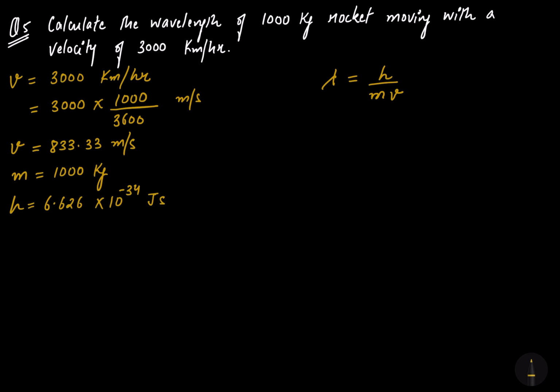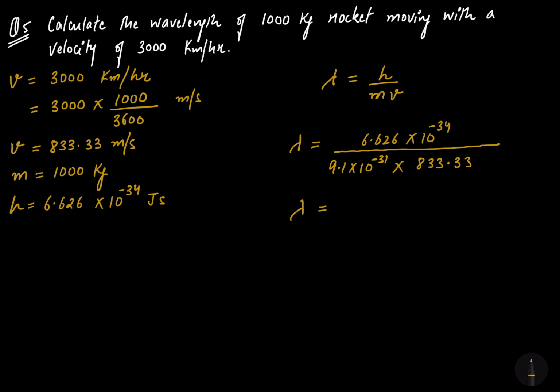So let's substitute all the values in the formula. So wavelength comes out to be 6.626 into 10 raised to power minus 34 divided by, what's the mass? 1000 kilograms. What's the velocity that we have evaluated? It's 833.33. So the wavelength here comes out to be 7.9 into 10 to the power minus 40 meters. So I got the wavelength.